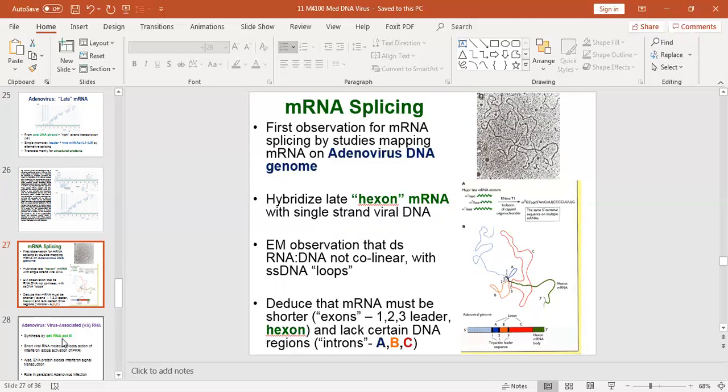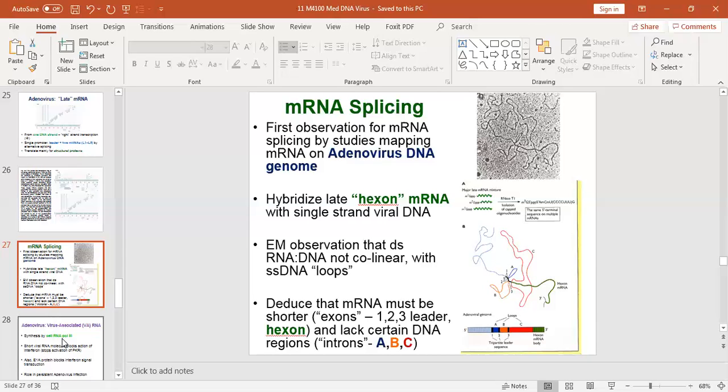mRNA splicing, the first observation for mRNA splicing was done by studies of mapping mRNA on the adenovirus DNA genome. And they noticed that a late hexon mRNA, it's just called hexon mRNA, hybridizes with single-strand viral DNA. And this mRNA, which we call hexon, and DNA complex, the duplex, is not collinear, and it forms single-stranded DNA loops. So why does it make loops if they hybridize? The simplest and logical explanation is that DNA is longer and messenger RNA is shorter.